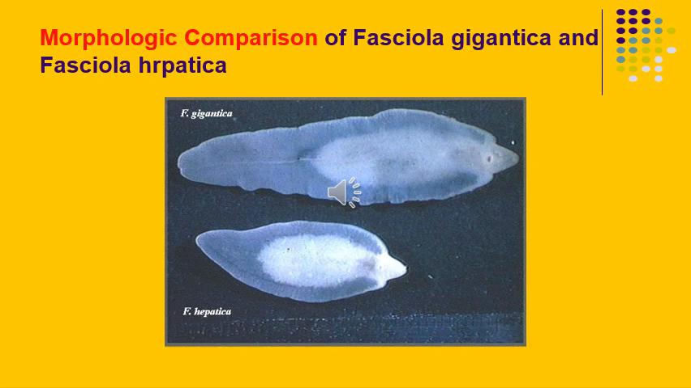The next difference is at the posterior part of the body. As you can see, the posterior part of Fasciola gigantica looks like a U, but the posterior part of Fasciola hepatica looks like a V. So, according to these differences, we can distinguish them from each other.